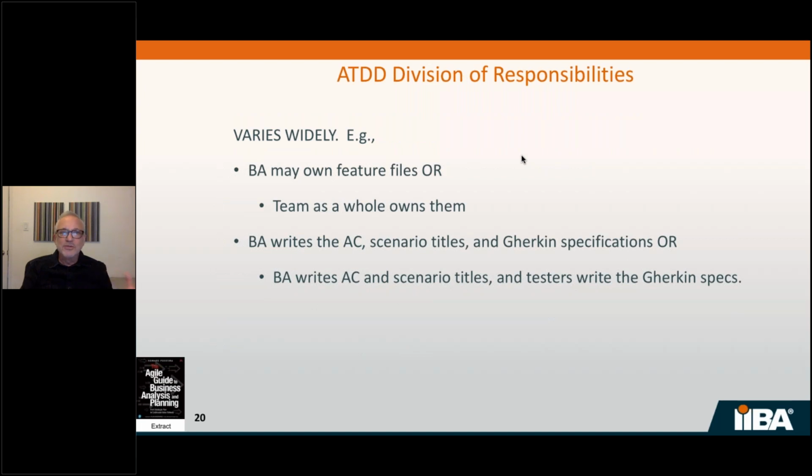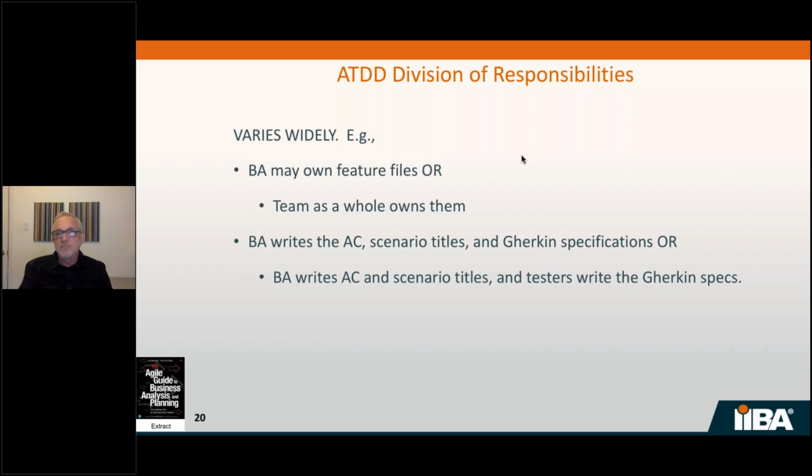Now, how does this relate to you or I as product owners or as business analysts? Who does what with respect to acceptance test-driven development and BDD? It varies widely by the organization. There's no law about this. But in general, what I find is that you're going to find either the BA might own the feature files as a whole. These feature files are the files in which the acceptance criteria are specified for a feature. So that whole file could be owned by the BA, or it could be that the team as a whole collectively owns it.